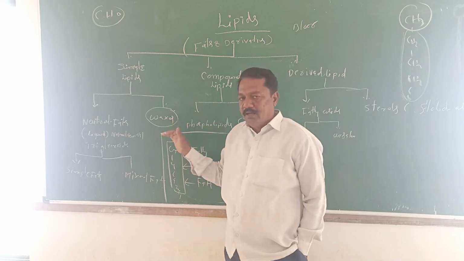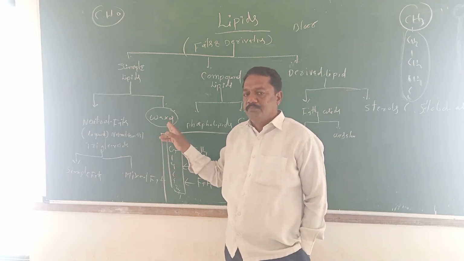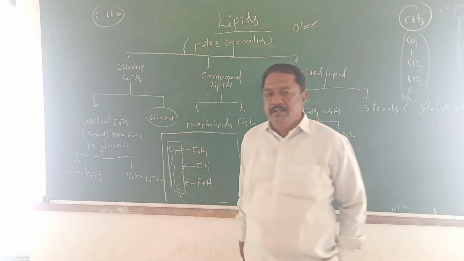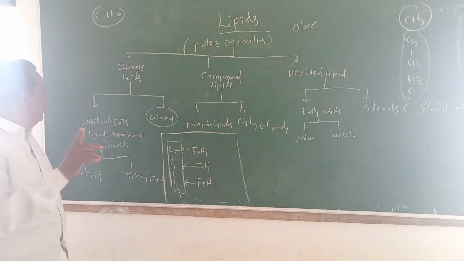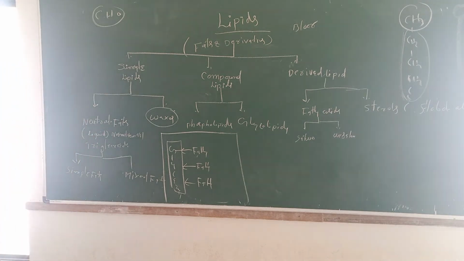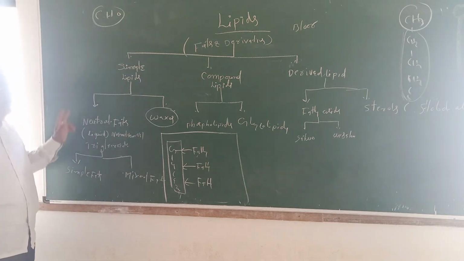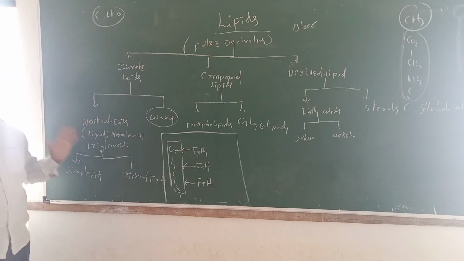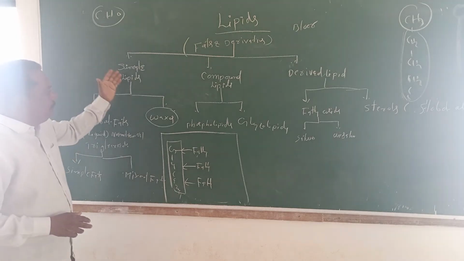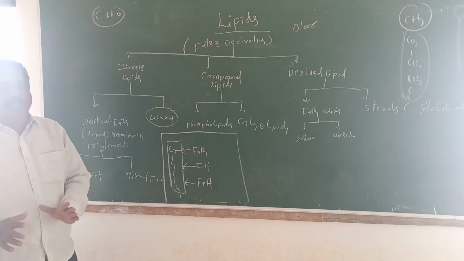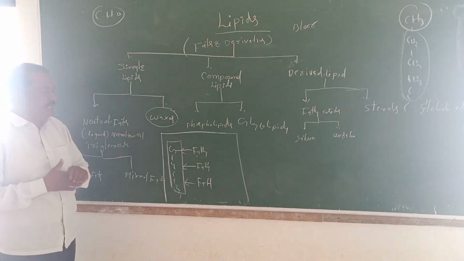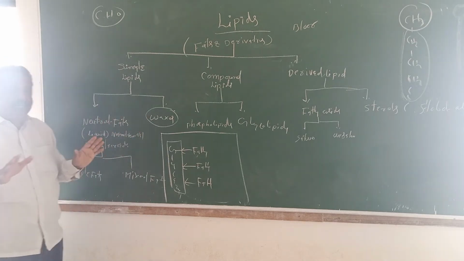So which fats are present in the form of solid? They come under waxes. Two different kinds of simple fats are there: neutral fats and waxes. Simple fats that are liquid in nature at room temperature are called neutral fats. Simple fats that are solid in nature at room temperature are called waxes. That is the only differentiation.